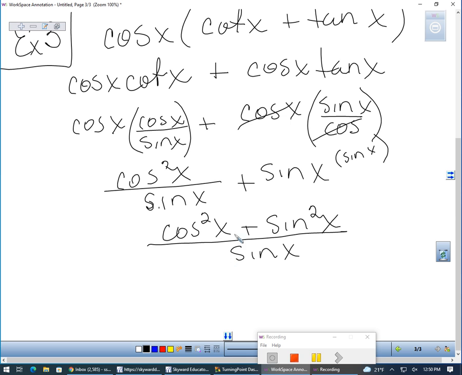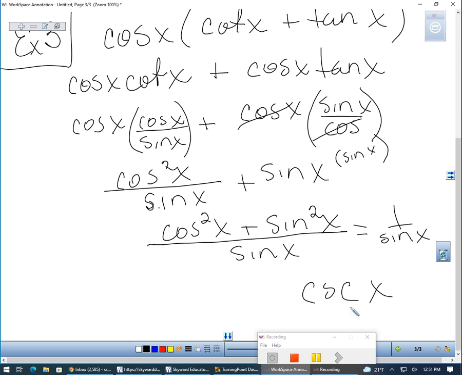It is. It's equal to 1. It's our top Pythagorean identity. So this equals 1, so we have 1 over sine x. What is 1 over sine x? Cosecant x. So this whole mess came down to cosecant x. Again, if you take it step by step, though, it isn't that bad, right?